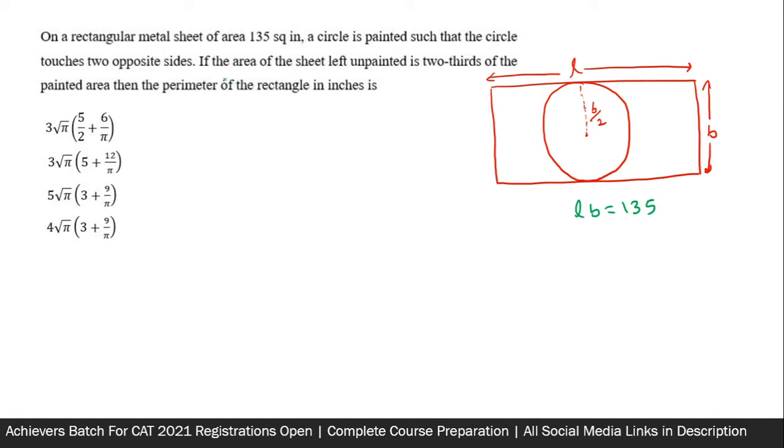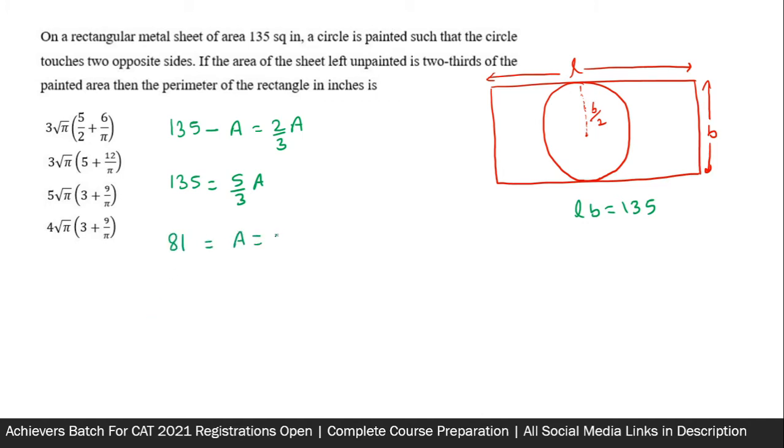Then they say, and that intrigues us to make an equation, that the area of the sheet left unpainted, which is area of rectangle minus area of circle, let's call it A, is 2 by 3 of the painted area. Painted area is but the area of circle. So I get 5 by 3 times the area of circle. From here I get area of circle to be 81.